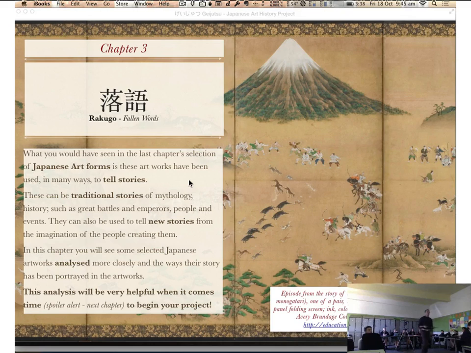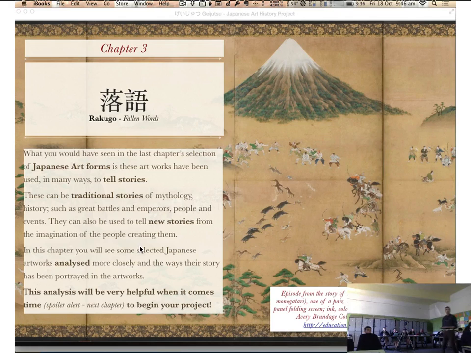What we've got here is these Japanese art forms that I've showed you, and I think they're there to tell stories, essentially. All these art pieces, manga, woodblock prints, that theatre, they're all telling stories, which is really important. So in this chapter I've got a little bit of a breakdown. What you've seen in the last chapter, the selection of Japanese art forms, is that the artworks have been used in many ways to tell stories.